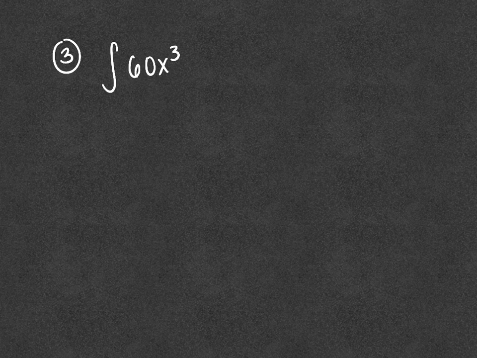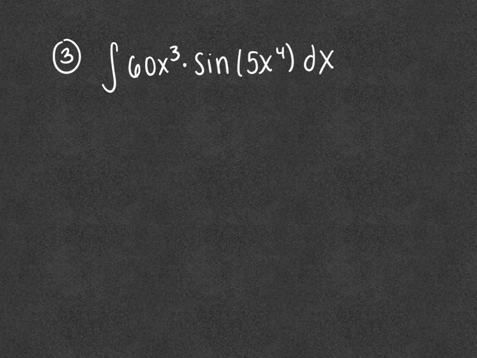Okay, so let's call this example number 3. Let's say I want to integrate 60x to the third times sine of 5x to the fourth dx. So this one's a little bit more complicated because I've added some numbers in front as well as stuff inside the parentheses, but the concept is still going to be the same. We're still going to let u equal what's inside the parentheses. So u is still 5x to the fourth.